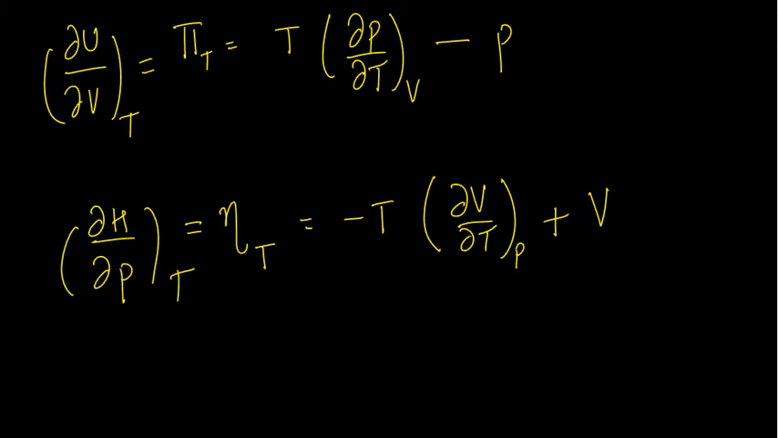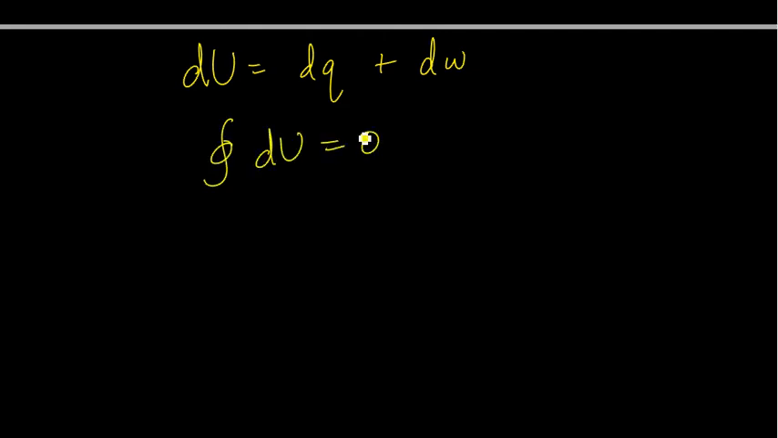Okay, so now what we've seen till now is the first law, and what we've seen is dU is equal to dQ plus dW, right? And that the cyclic integral of dU is equal to 0, right?